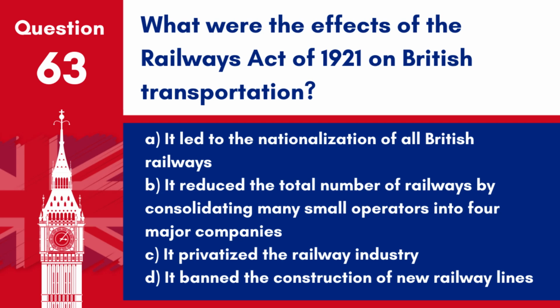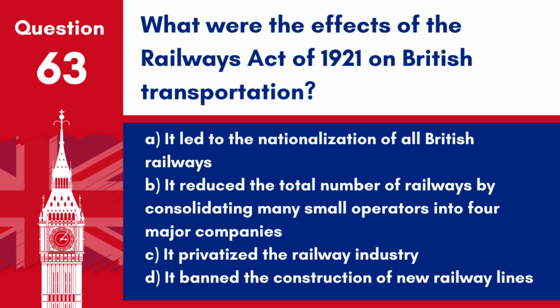What were the effects of the Railways Act of 1921 on British transportation? A. It led to the nationalisation of all British railways. B. It reduced the total number of railways by consolidating many small operators into 4 major companies.